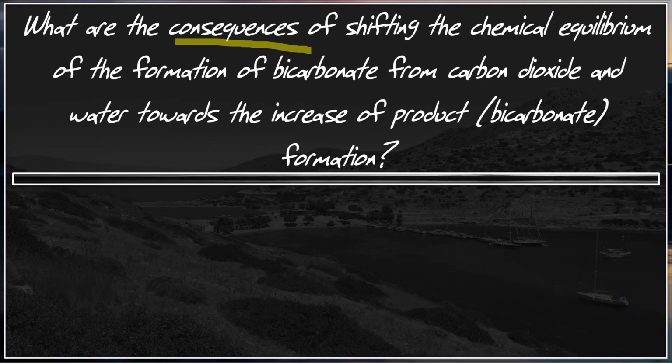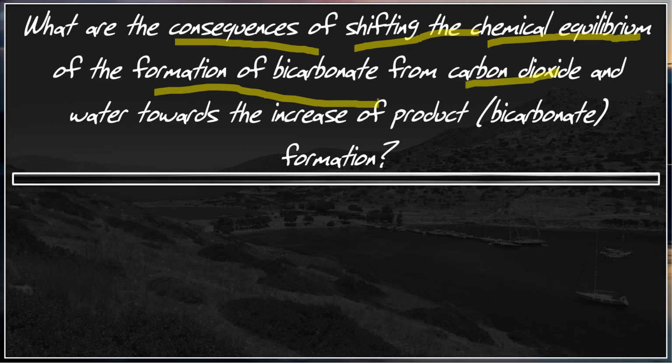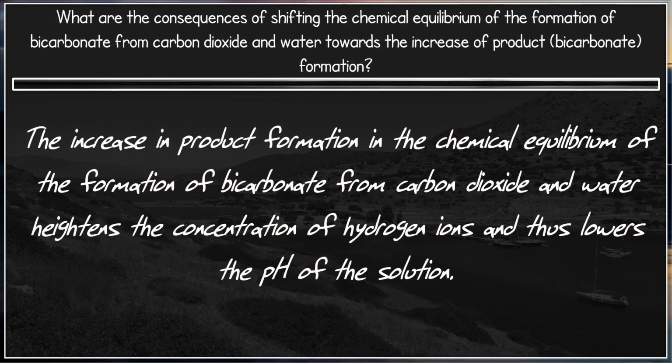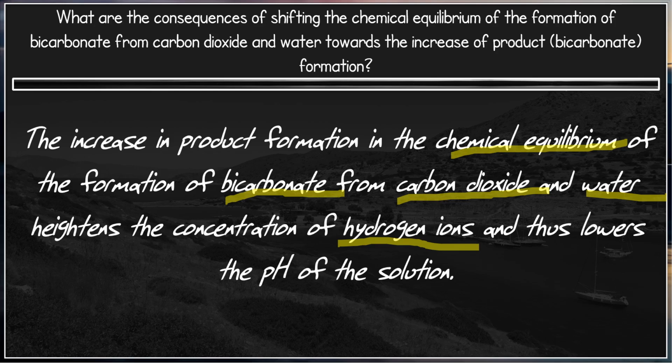What are the consequences of shifting the chemical equilibrium of the formation of bicarbonate from carbon dioxide and water towards the increase of the product, bicarbonate? The increase in the formation of bicarbonate from carbon dioxide and water heightens the concentration of hydrogen ions and thus lowers the pH of the solution.